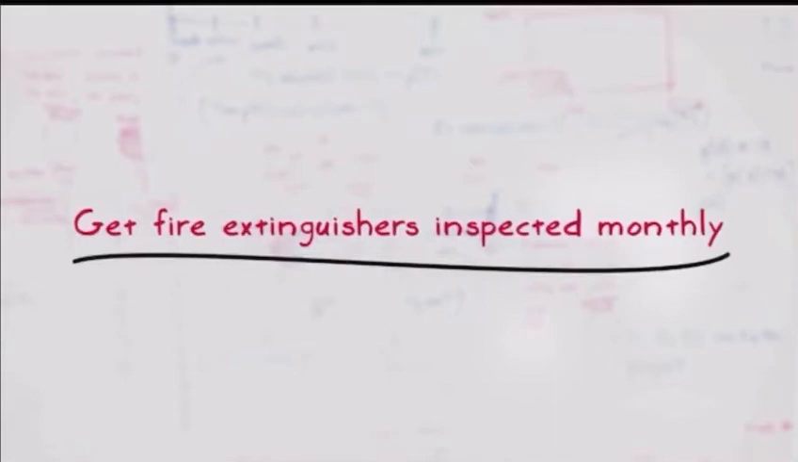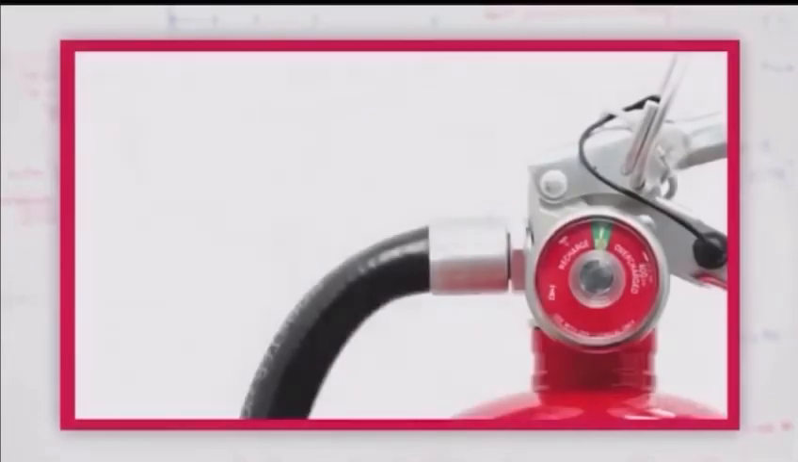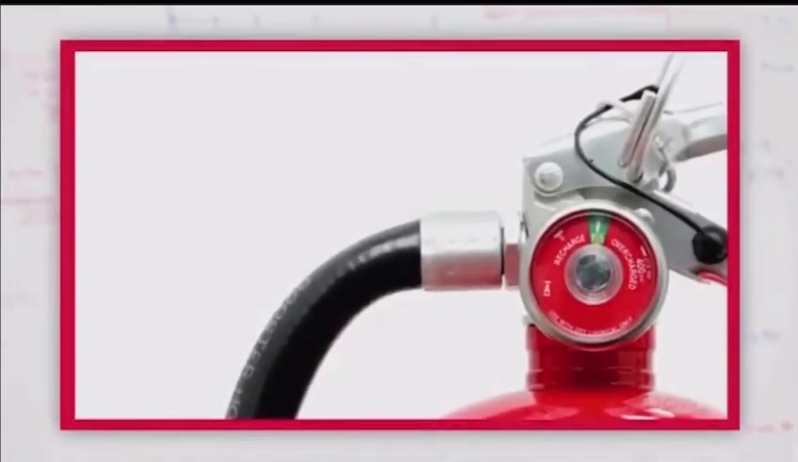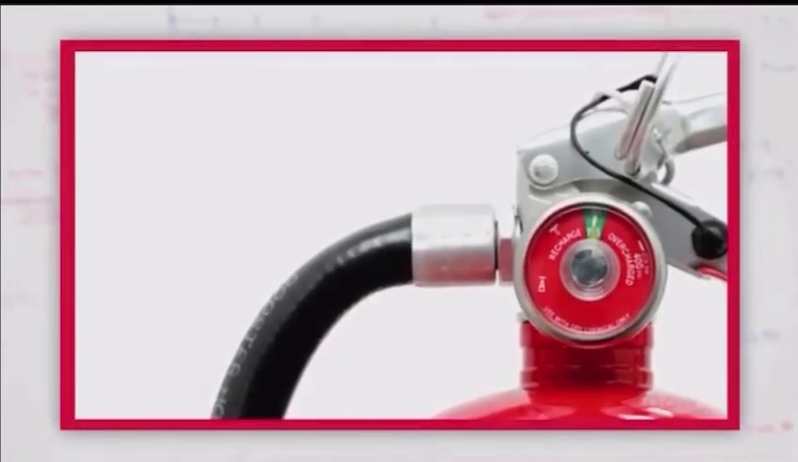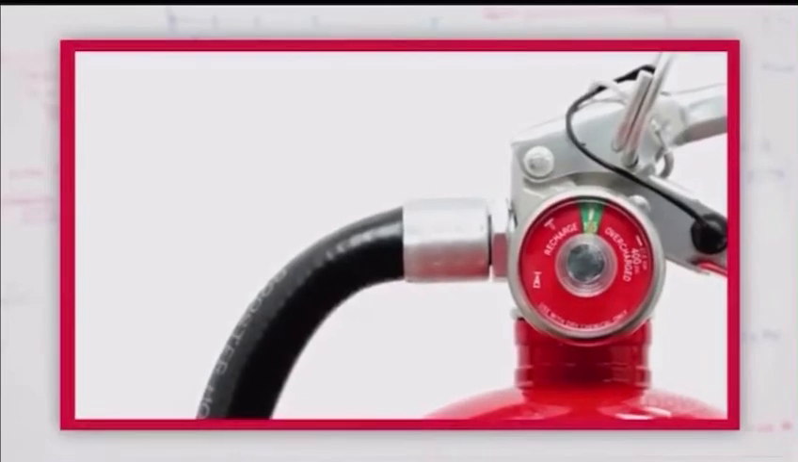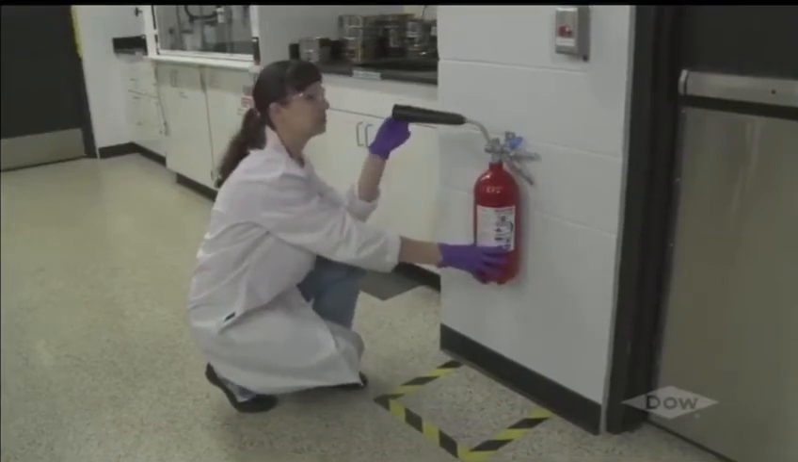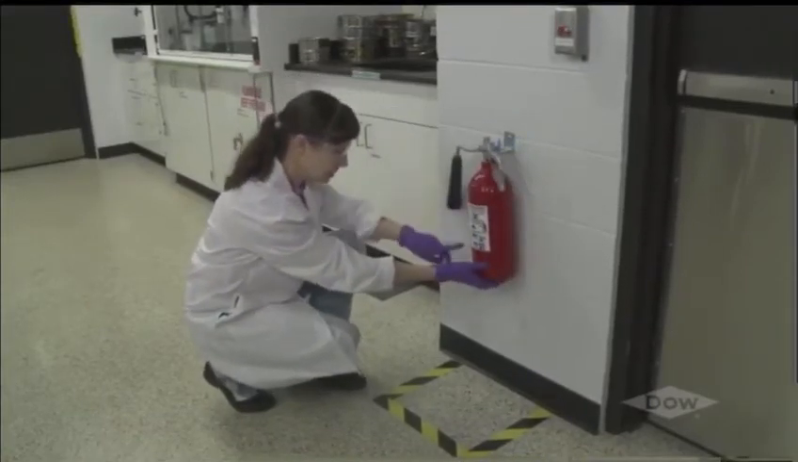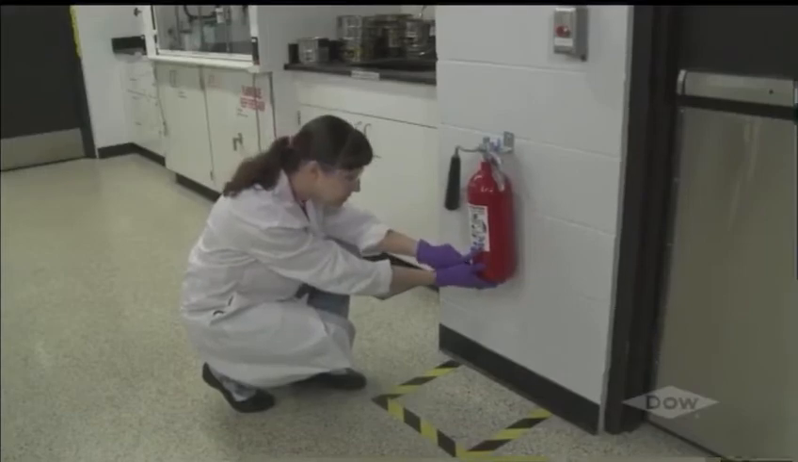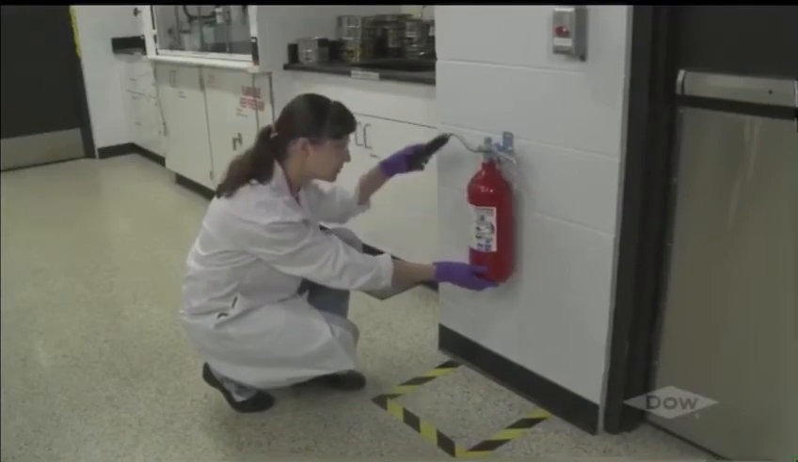The visual check includes looking to ensure the pin is sealed to the handle, the gauge reads the proper pressure, the cone is not obstructed, and the fire extinguisher is in good condition. As mentioned earlier, any discharged or damaged fire extinguisher should be immediately reported and replaced. Contact your local EH&S office for guidance.